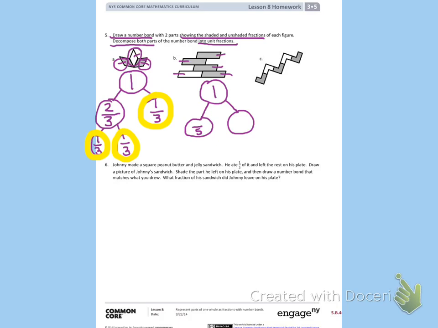Now, how many parts are shaded? 1, 2, 3, 4. 4 out of the 5, or 4/5, are shaded. Now, for the other circle, this will be the fraction that is not shaded. Again, there are 5 pieces in all, and this time I see that only 1 out of the 5 is unshaded, or 1/5. Now it's time to decompose the fractions into unit fractions.